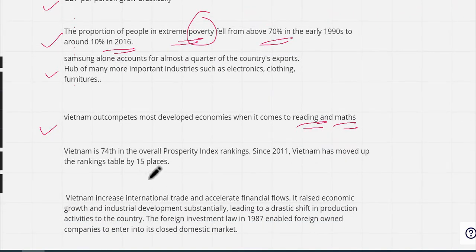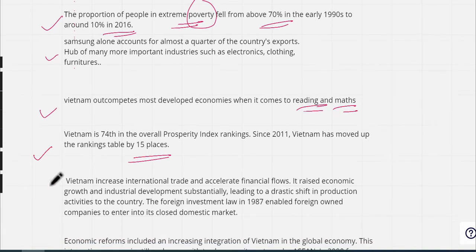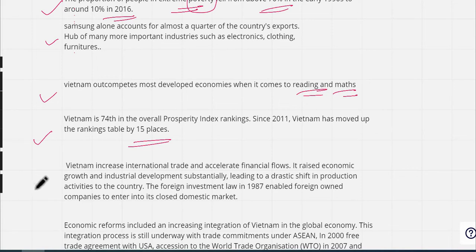Vietnam is 74th in the overall prosperity index ranking. Since 2011, Vietnam has moved up in the ranking by 15 places. So this is what it shows on the index of development, index of prosperity. Vietnam increased international trade and accelerated financial flows. So how was Vietnam able to fix all these pointers?